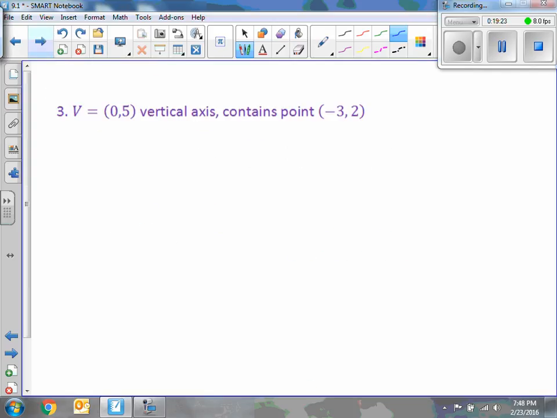Now here, identifying what we know, our vertex is the ordered pair 0, 5. It has a vertical axis. We know right away it has a vertical axis. So we're going to be using x minus h squared equals 4p times y minus k.